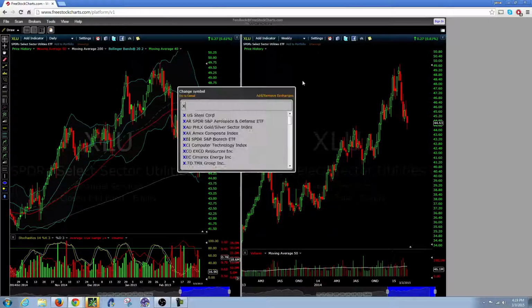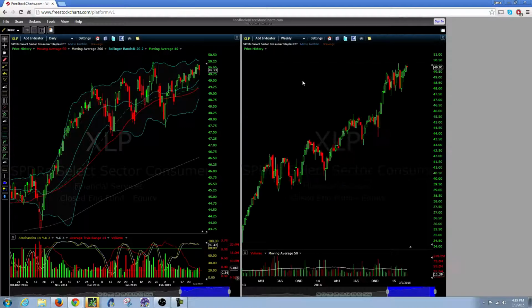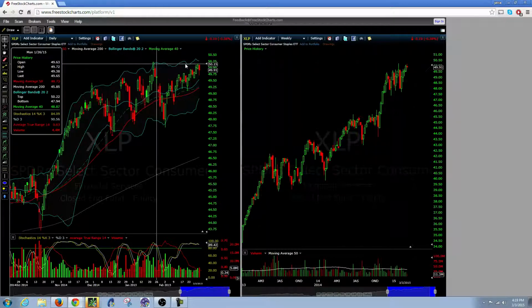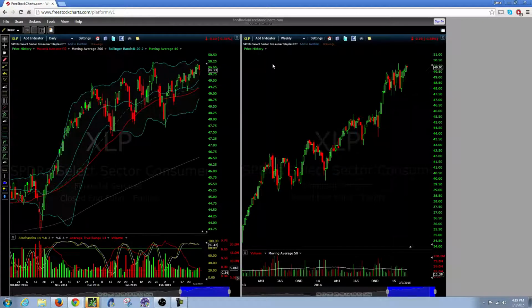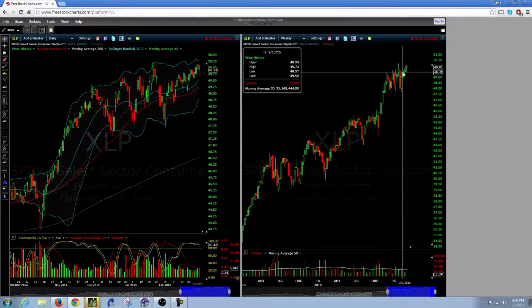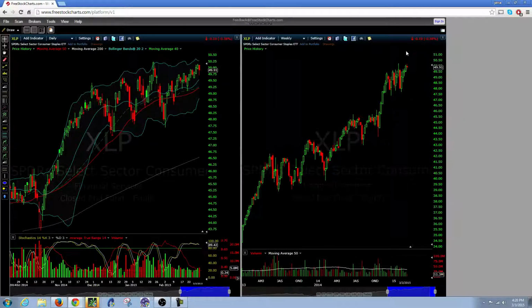XLP is the last sector. XLP is another one that's looking good. If you look at the daily, it's consolidating, testing the highs from January 2015, and consolidating around here, possibly another push up to the upside. If not, we'll see if we can go down into a smaller time frame and find some trades in here.